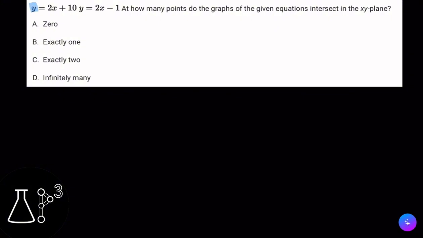So I'm given two equations: y equals 2x plus 10 and y equals 2x minus 1. So let me rewrite those over here. So y equals 2x plus 10. And I'm going to have y equals 2x minus 1. So here's the difference, right? Now, do we have the same slope? Yes.